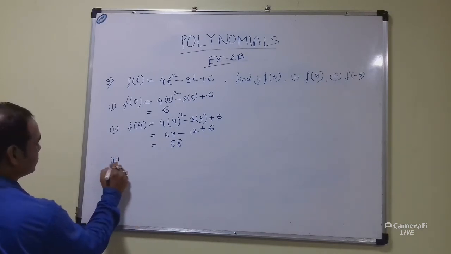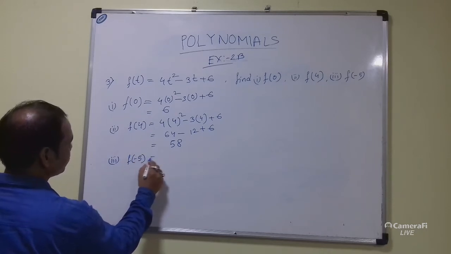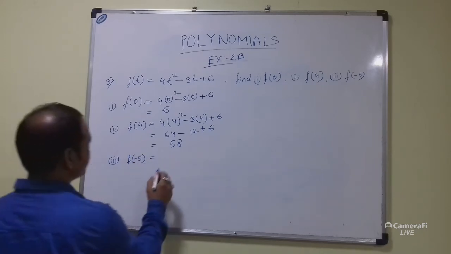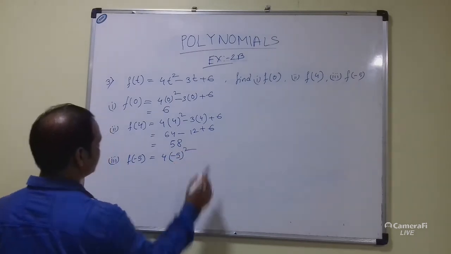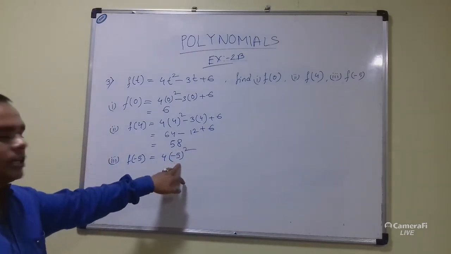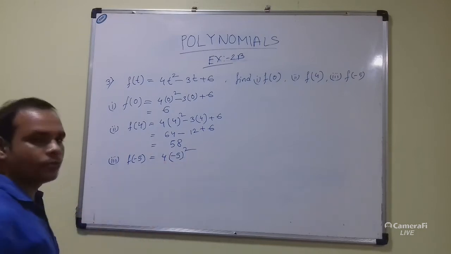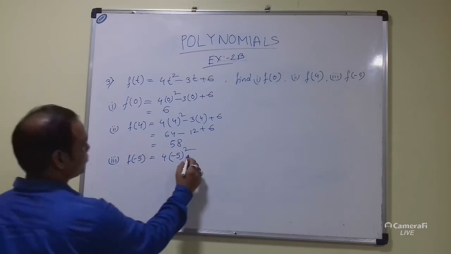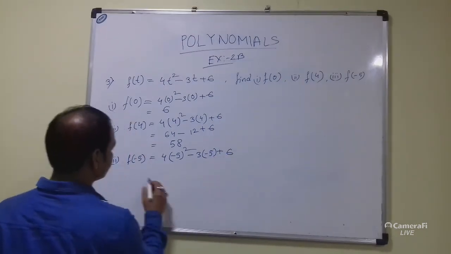Now the third one. The third one is f of minus 5. So here f of minus 5 means we have to find f of minus 5 square. So in the place of t we have to take minus 5. So 4 into t square means 4 into (minus 5) square, minus 3 into minus 5, plus 6.